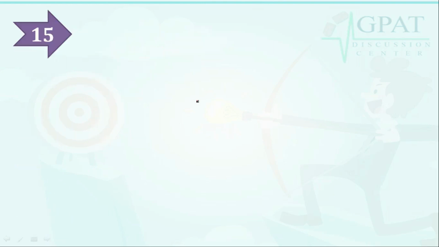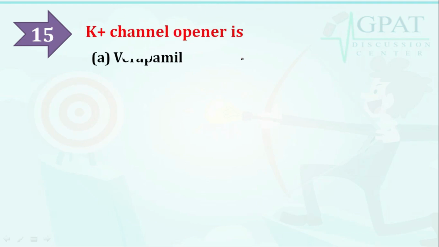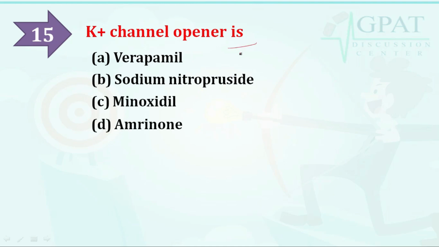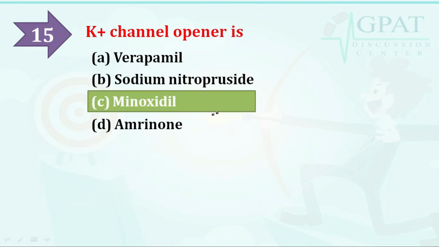Now the next and last question of this video, students: the potassium channel opener is, and the options are: option A verapamil, option B sodium nitroprusside, option C minoxidil, option D amrinone. The correct answer is minoxidil. It is also used in alopecia, students, for the regrowth of hair.